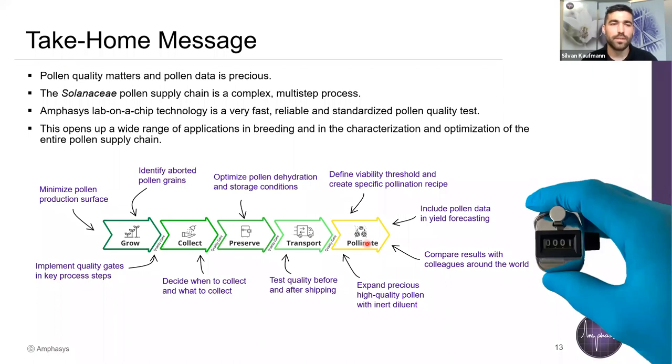And these properties of the test open up a wide range of applications in breeding, characterization, optimization of the entire supply chain. Maybe I can pick a few examples again. You can implement these quality gates in key process steps, in process steps of which you know that the pollen quality can deteriorate. You can test your pollen quality before and after shipping. You can optimize conditions, for instance, for the preservation of pollen.